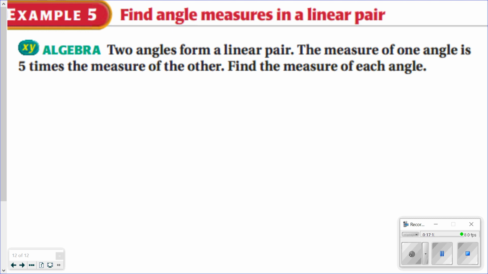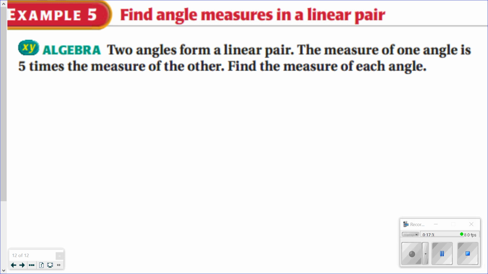Here's our last problem. We want to find angle measures in a linear pair. So I have two angles that form a linear pair. The measure of one angle is 5 times the measure of the other. Find the measure of each angle. The easiest thing to do here is I need to draw a picture.